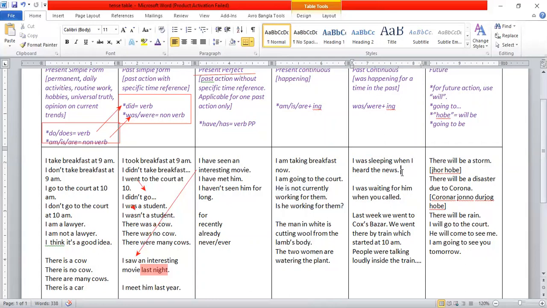Right? Okay. So, similarly, I was waiting for him when you called. তুমি যখন আমাকে কল দিয়েছো তখন আমি কি করছিলাম?